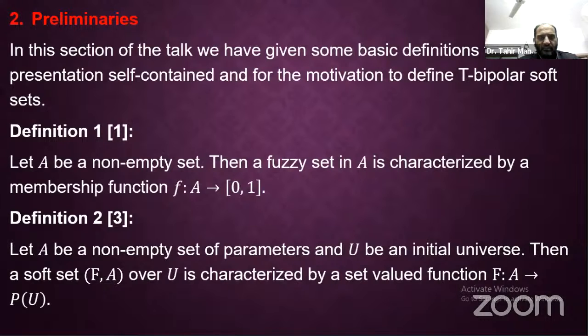Preliminaries. In this section of the talk, we have given some basic definitions to make the presentation self-contained and for the motivation to define T bipolar soft sets. First, see the definition of a fuzzy set. Let A be a non-empty set, then a fuzzy set in A is characterized by a membership function f from A to the unit closed interval [0, 1]. Next, we have the definition of a soft set. Let A be a non-empty set of parameters and U be an initial universe, then a soft set (f, A) over U is characterized by a set valued function f from A to the power set of U.